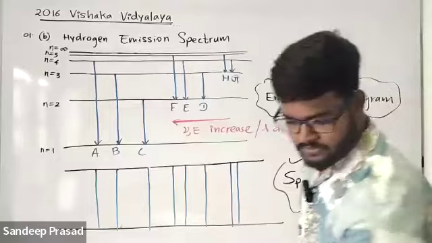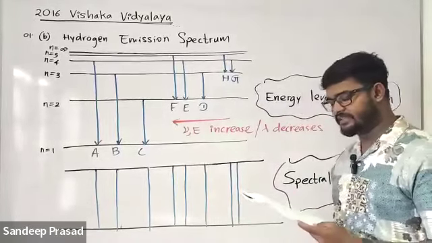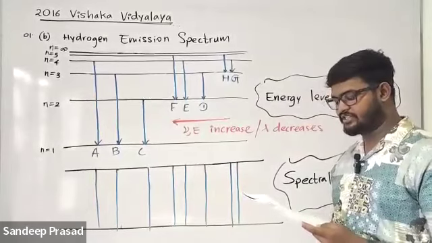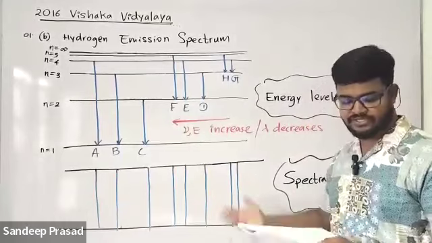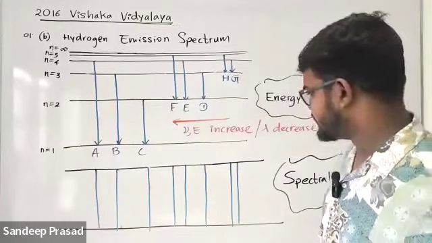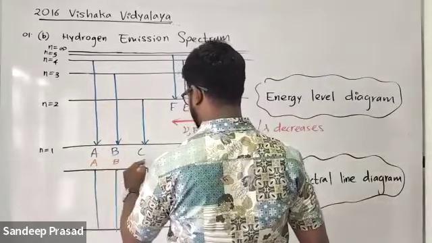Now, the next question: label each line as A, B, C, D, E, F, G and H in diagram 2, showing the corresponding electron transitions. Very easy. You know that this actually corresponds to A, B, C.